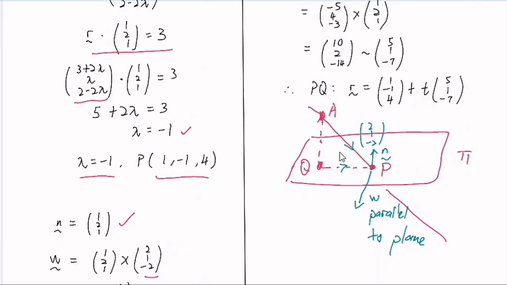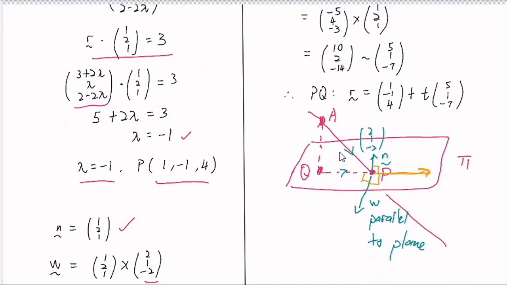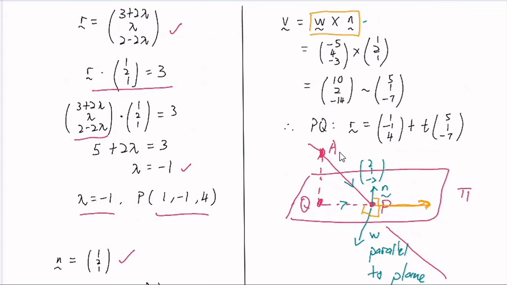Because if we actually cross the (2, 1, -2) and the N just now, we are actually getting a W here. So this W is perpendicular to what we have in the PQ. So in order for us to get the direction of the PQ, we have the N, and if I cross it with the W here, then it gives us a vector which is in the direction of the PQ.